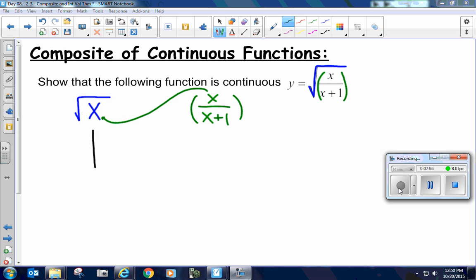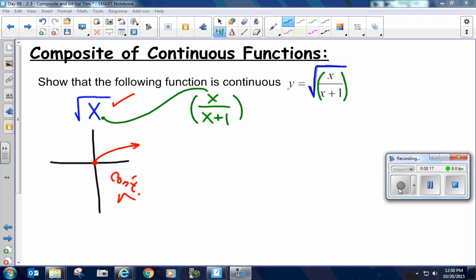First thing, I'm going to prove that they're both continuous. If they are both continuous, then the composition of them would be continuous. The square root function looks like this. Starts at 0 and goes like that. That is definitely continuous. The square root function is continuous. Check.